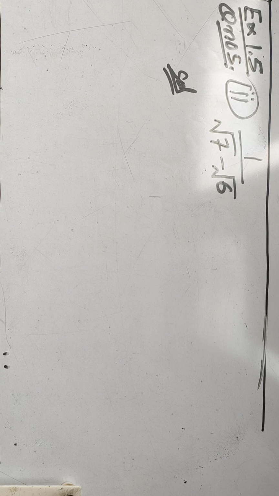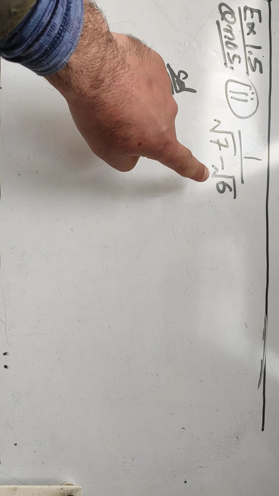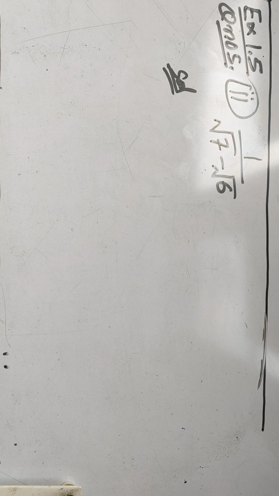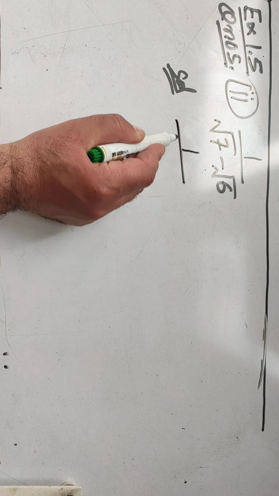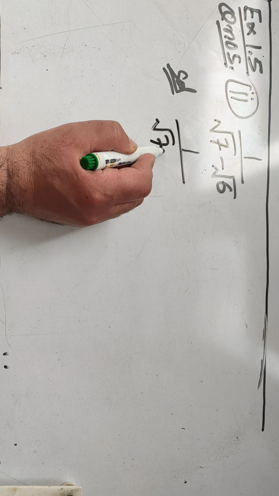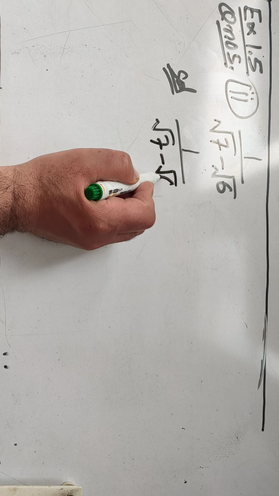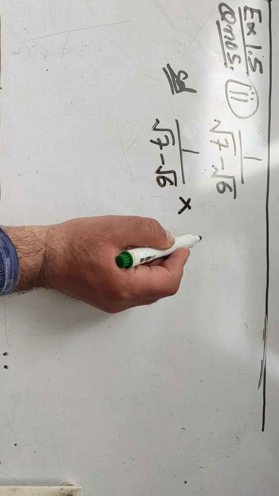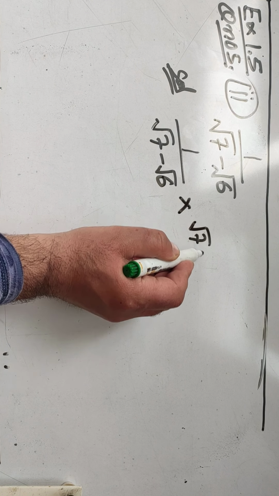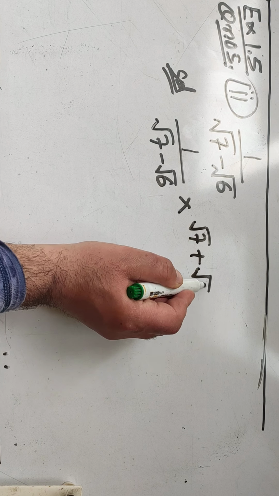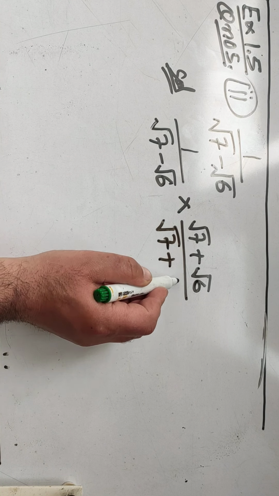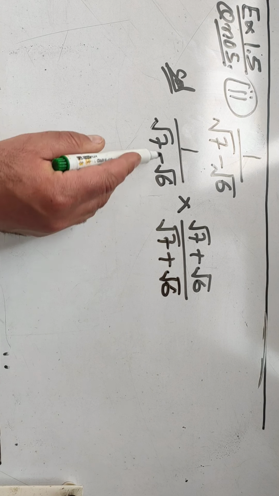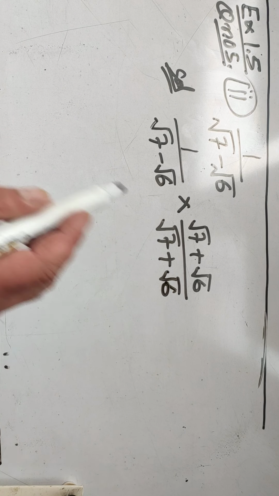Assalamu alaikum. Continuing the previous video, let us rationalize the denominator. So it is equal to 1 by under root 7 minus under root 6. Let us multiply it by under root 7 plus under root 6. I changed the sign here.